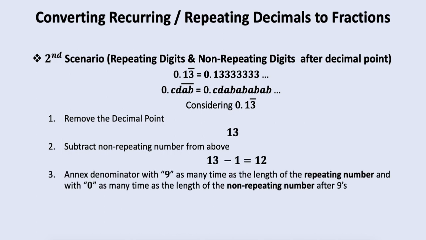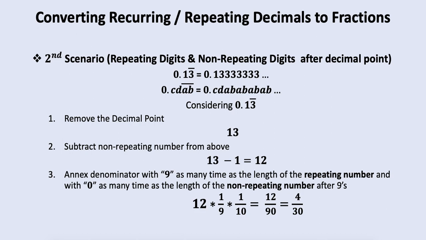The next step is, as in the last scenario, we divide this by 9 as many times as the length of the repeating number. The length is 1, so we divide this by 9. As well as in this scenario, we will divide this by 0, and how many times 0? 0 is as many times as the length of the non-repeating number. And by 0 I mean when you divide this by 10. So just like in this, 12 divided by 1 time the length of the repeating number, that is 1 by 9, and 1 time the length of the non-repeating number, that is 1 by 10.